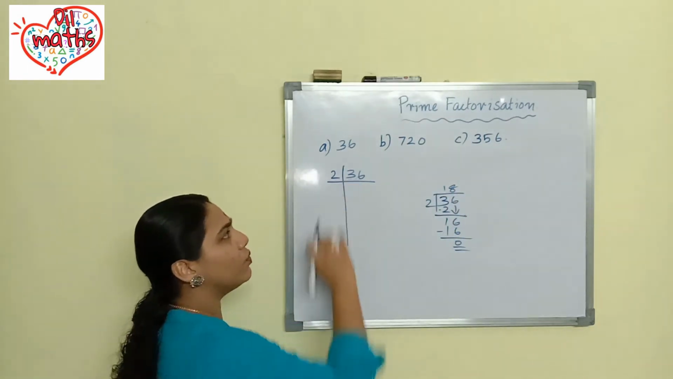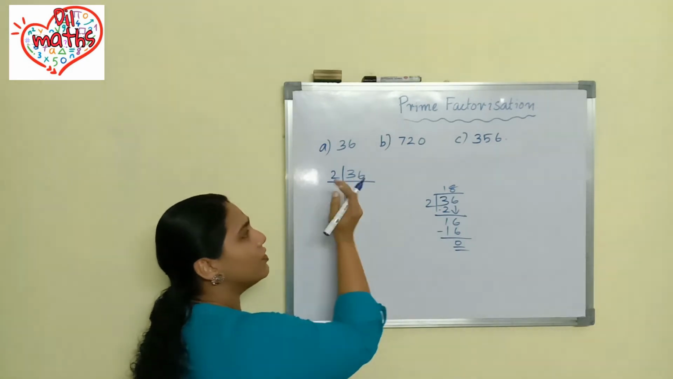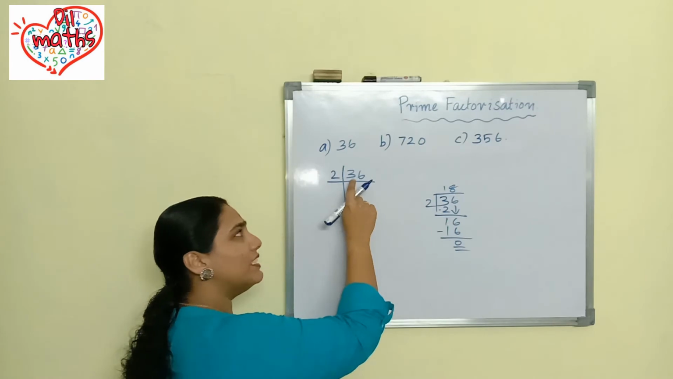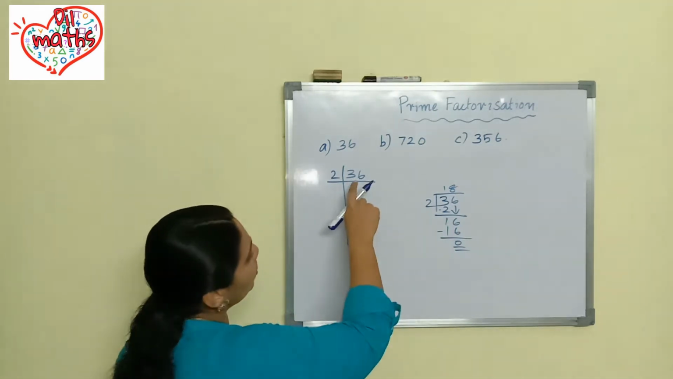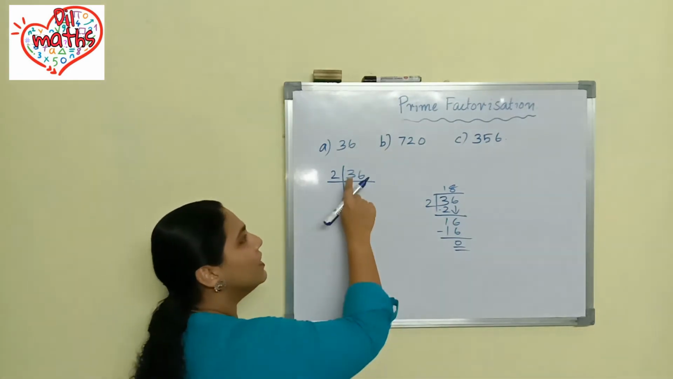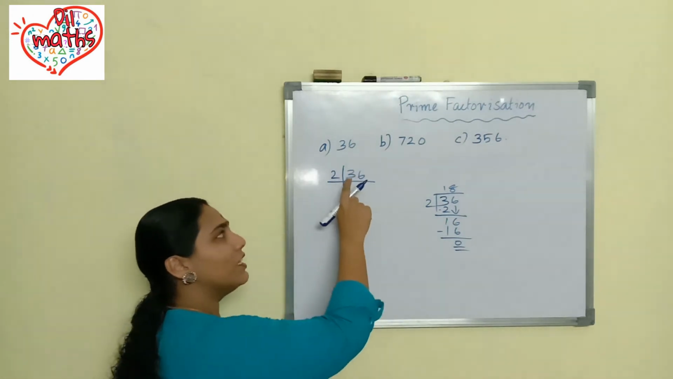How can we do it directly? That I will show you. First, you have to divide. We have to start from the left side. What is the first digit? 3 is the first digit. 2 will go 1 time in 3. So, you can say that 1 2s are 2 and we have to subtract that 2.